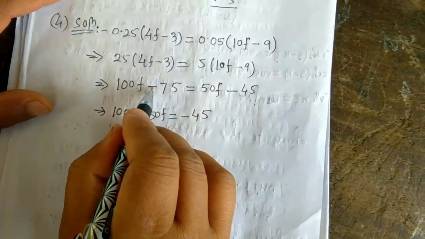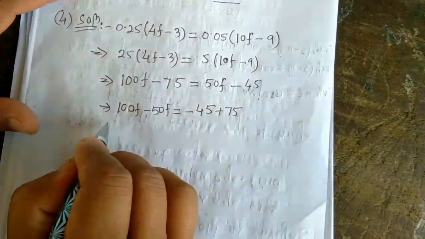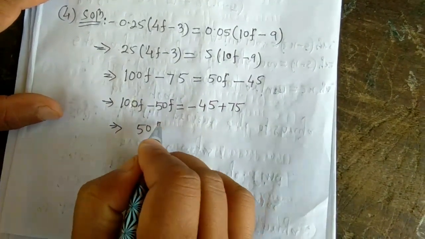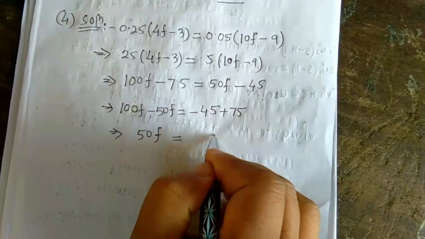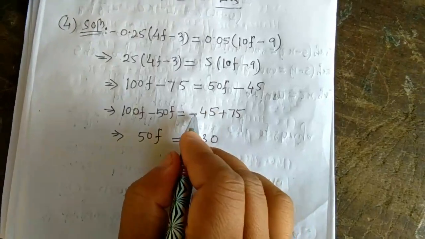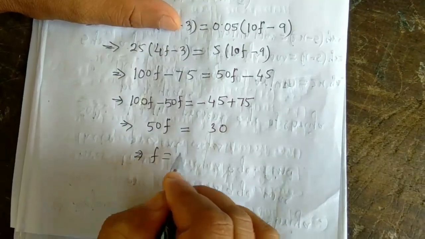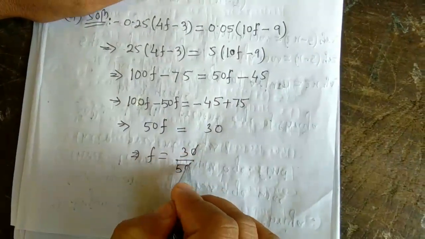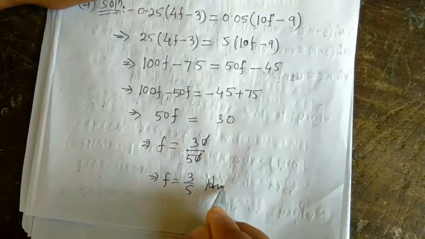This 75 is negative on the left hand side. If you transfer it to the right, it will become plus 75. Okay, 100 minus 50 is your 50f equals 75 minus 45. 5 minus 5 is 0, 7 minus 4 is 3. This is greater, so positive. If one is positive, other negative, we have to subtract always. So f equals 30 by 15. This 0 cancels, so what remains? f equals 3 by 5. This is the answer. Okay, this is the last question.